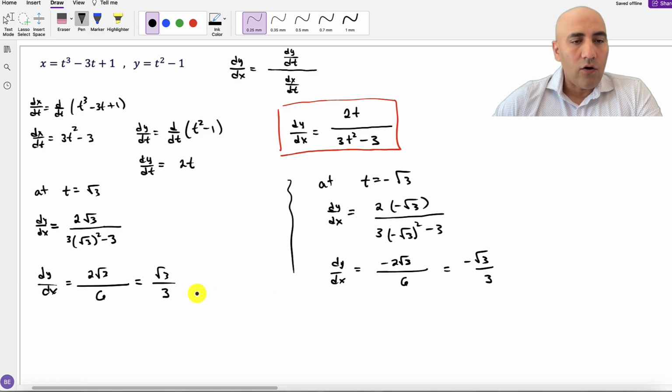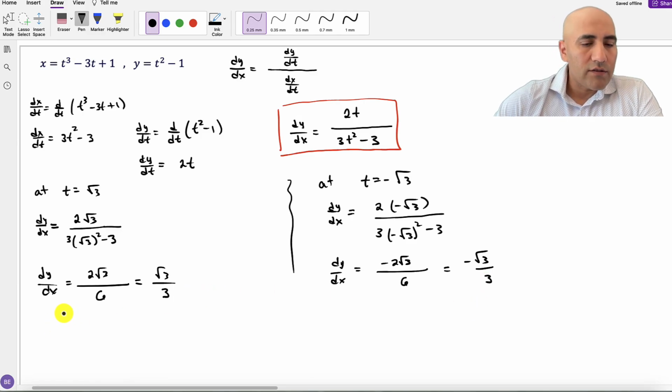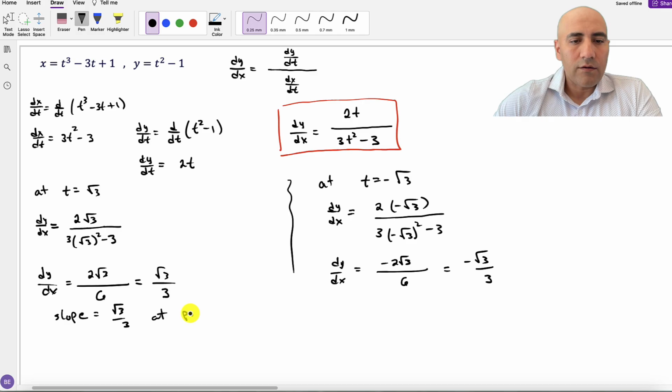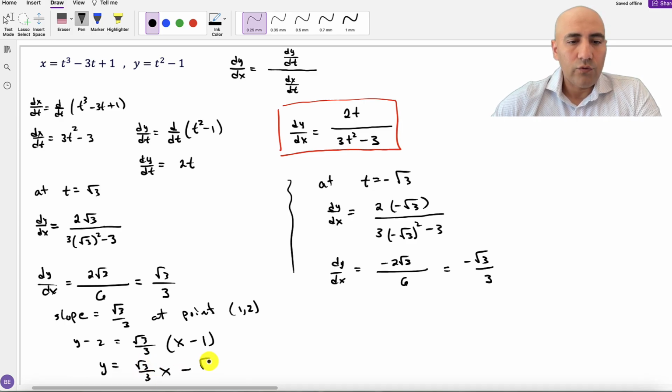Okay. All right, so now to find the equation, we just use our point and our slope. So slope being equal to root 3 over 3 at point (1, 2), we end up with y minus 2 is equal to root 3 over 3 times (x minus 1). So if we just simplify for y, we get that y equals root 3 over 3 x minus root 3 over 3 plus 2.